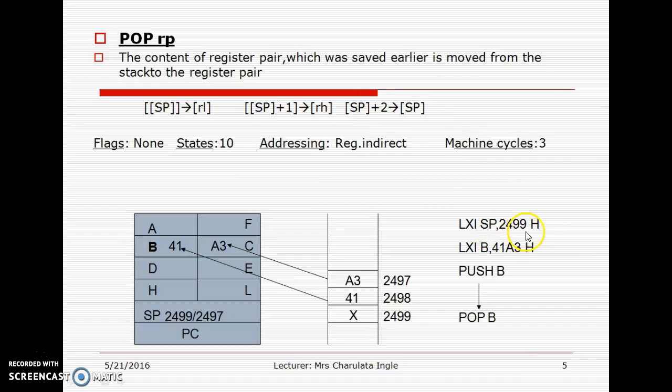Let's have an example. LXI SP, 2499: initialize the stack pointer with the memory location 2499. Load the register pair with the same data 41A3, then execute PUSH B. Now, when you have already executed PUSH B, you finish the operations in between PUSH B and POP B. After execution of these instructions, we need to retrieve back the data which has been already stored in the stack by using the POP instruction.